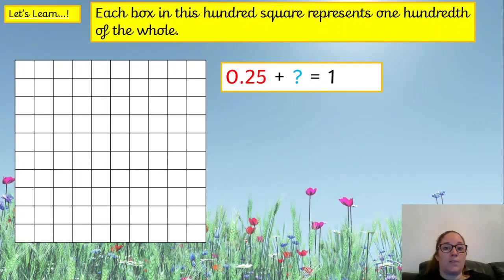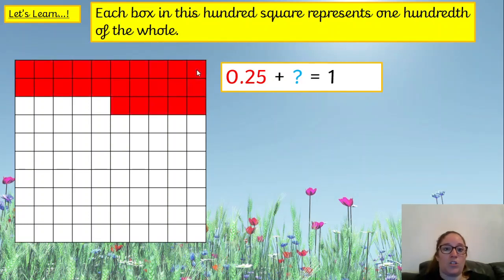Okay, so have a go at this one. So we've got 0.25 plus something equals 1. So we know 0.25 is the same as 2/10 and 5/100. And we know that one row is 1/10. So we've got 2/10 and 5/100, so it's 5 squares out of the 100 pieces. Plus something equals 1. How are we going to find what that something is? What's the missing number?